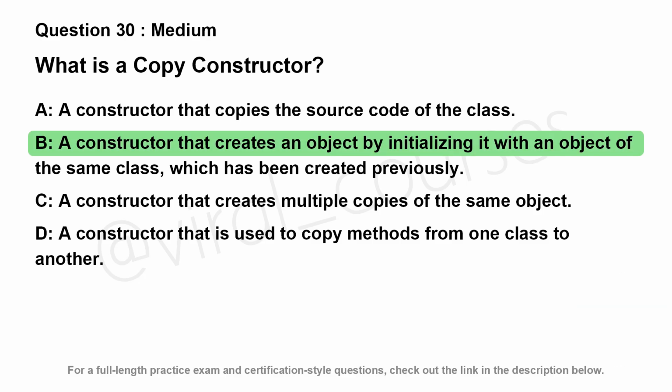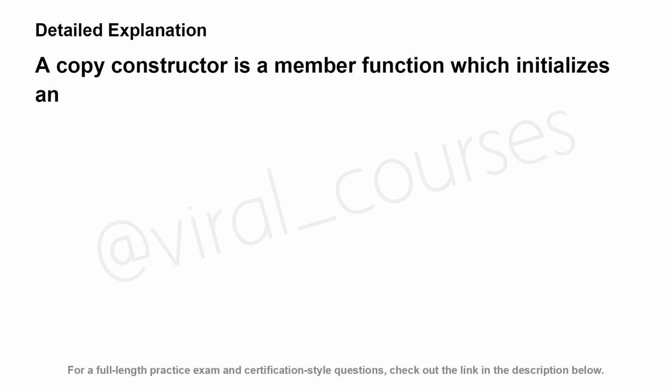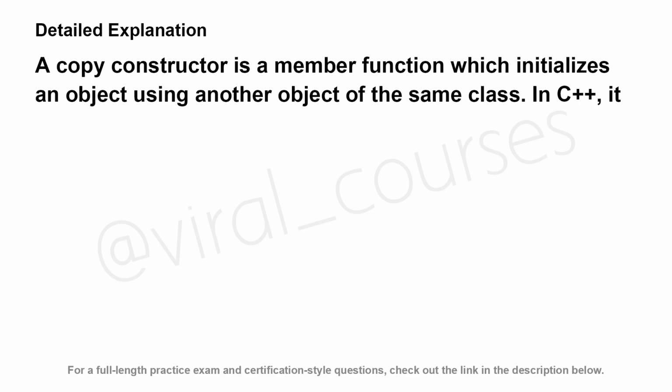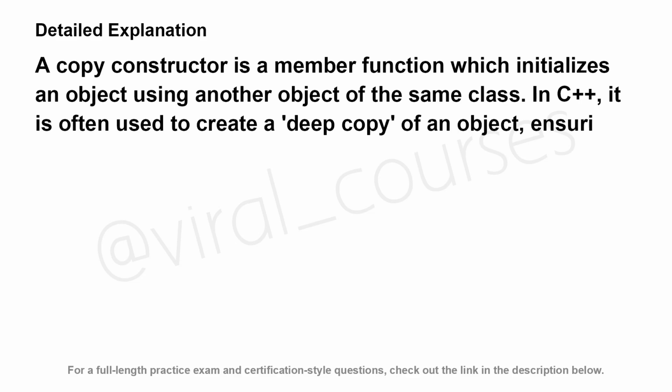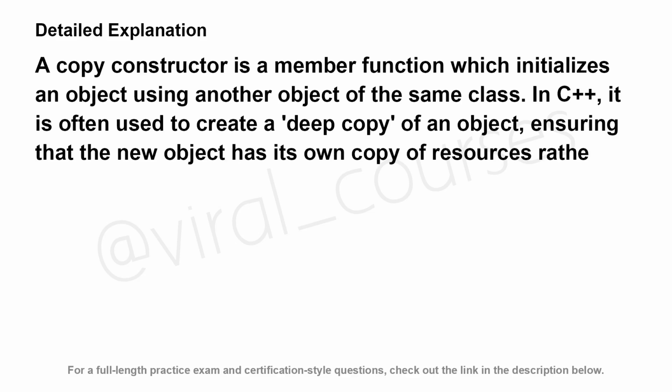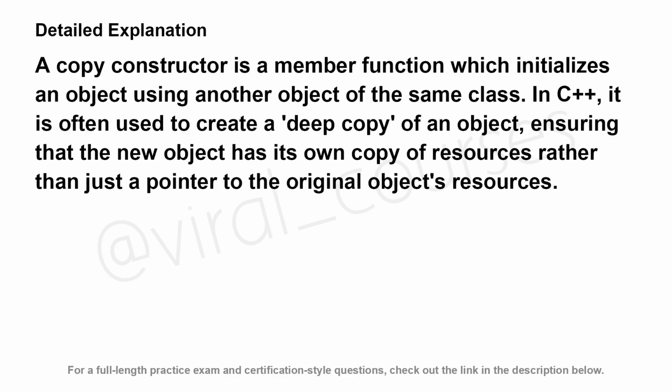The correct answer is B. A copy constructor is a member function which initializes an object using another object of the same class. In C++, it is often used to create a deep copy of an object, ensuring that the new object has its own copy of resources rather than just a pointer to the original object's resources.